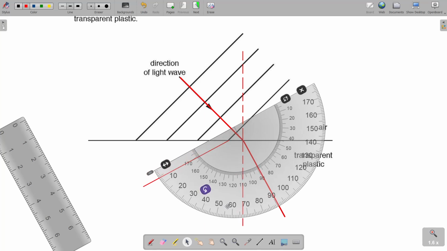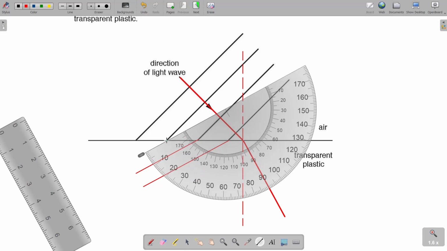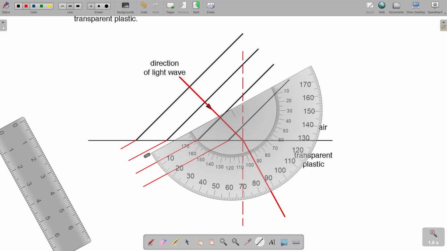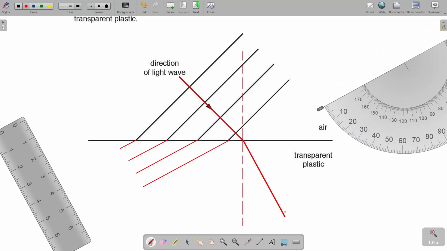We move the protractor further up and reach the second wavefront. So like this, parallel to the first one. We repeat for the third wavefront and for the fourth wavefront parallel to them. So this is the final shape of the diagram. We use an arrow to label the direction of the refracted wave, and the angle of refraction is between this direction and the normal. So this is angle R.